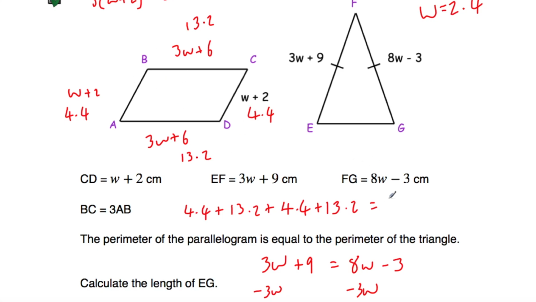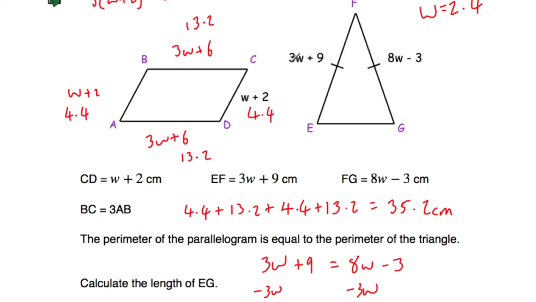And that's equal to 35.2 centimeters. So the perimeter of this parallelogram is 35.2 centimeters. Now that's equal to the perimeter of the triangle, so that means the perimeter of the triangle is also equal to 35.2 centimeters. And we know the left-hand side and the right-hand side are equal to each other, and we know W is equal to 2.4, so let's find the length of the left-hand side and the length of the right-hand side.